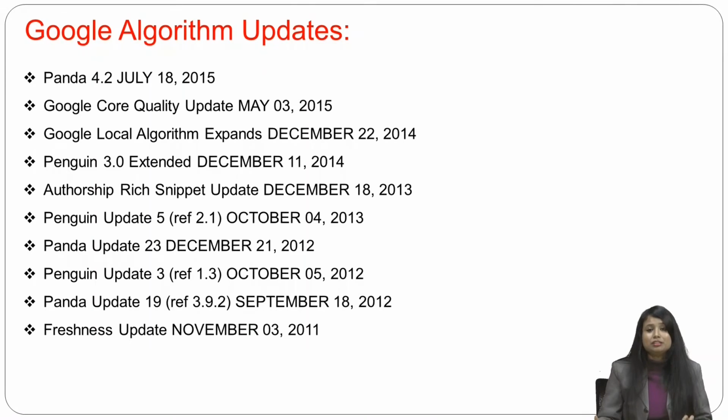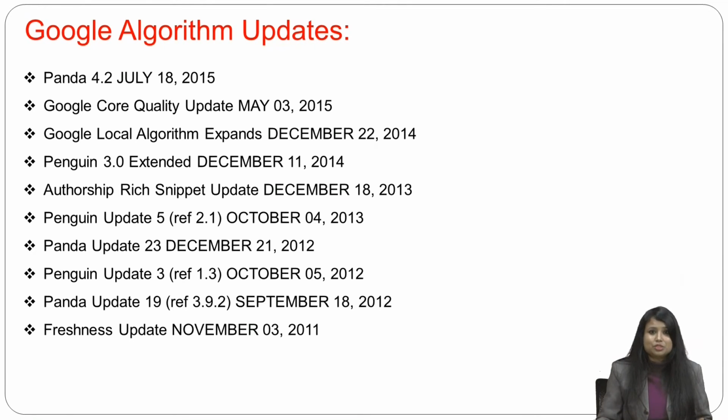Now the next one is the Google core quality update, on 3rd May 2015. It resulted in spikes in Google desktop SERP fluctuation from the end of April to mid May, which was verified by Google as part of a core algorithm change related to quality signals, which is used to determine rank.